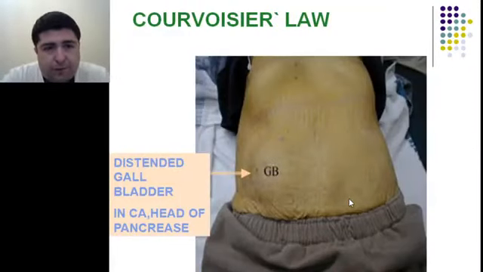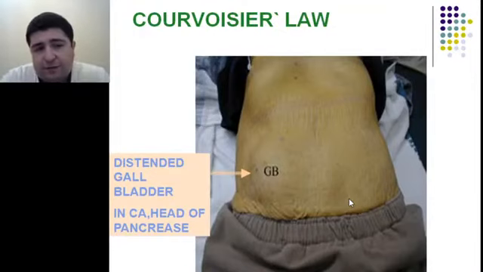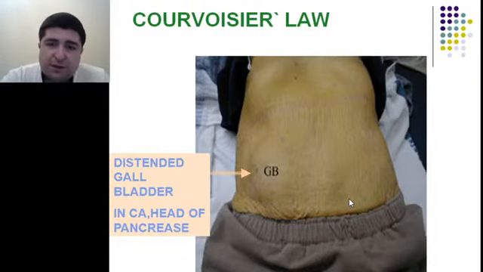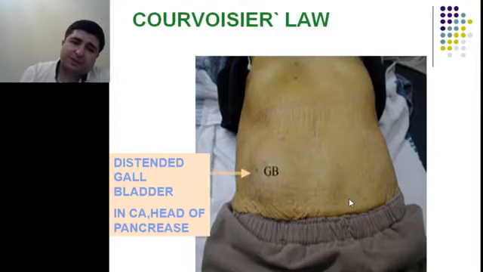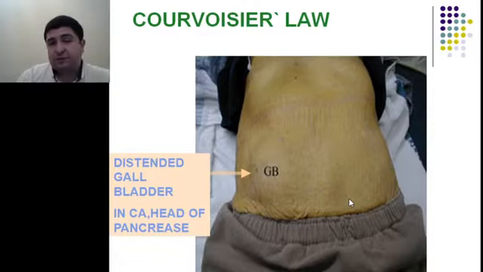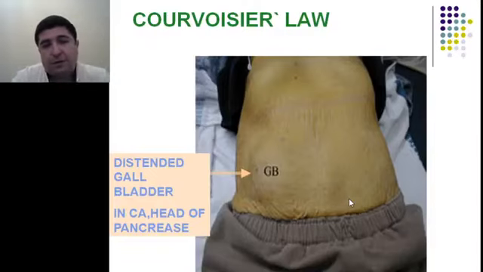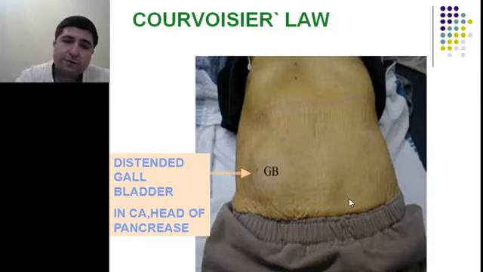Courvoisier law: the stretched gallbladder. In case of cancer of the head of the pancreas, it usually can also be positive. What is it? It's palpation, feeling under your fingers some mass. It can be in the right part under the ribs, the right hypochondrial part, and usually it is formed from some mass. This mass can be a hypertensive gallbladder, or it can be some tumor mass or some organ.